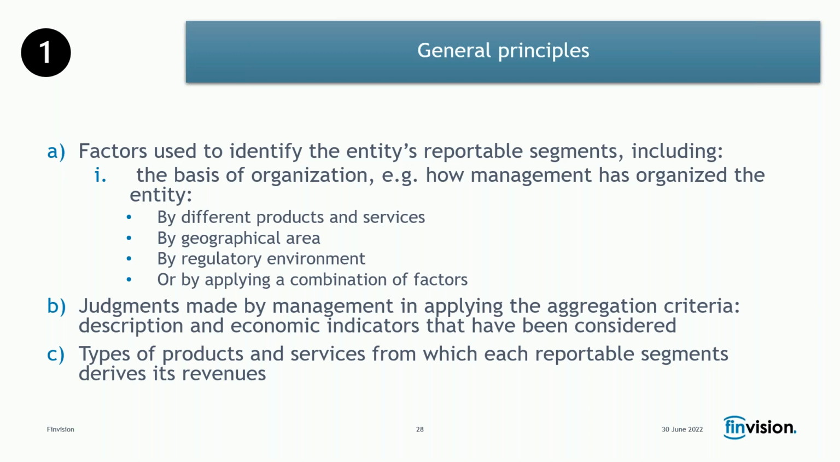For example, if I look to ELIA, they will have a regulatory part and a non-regulatory part. Geographical is very common, but also different product and services is also very common. And I will show you all the examples. It can also be a combination. Everything is going to reflect how the internal management reporting is delivered to the chief operating decision maker.